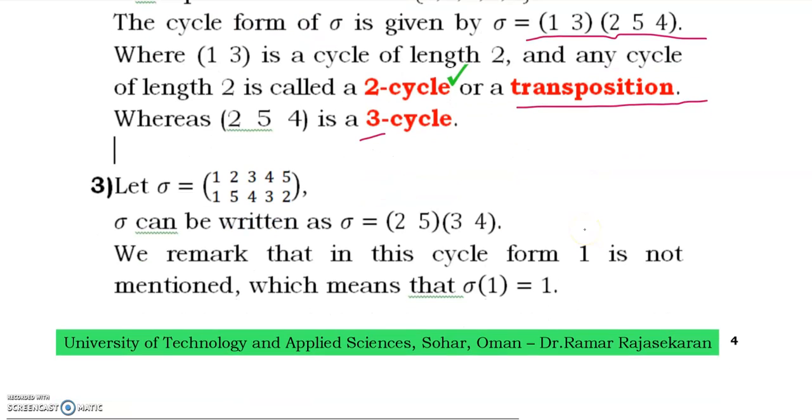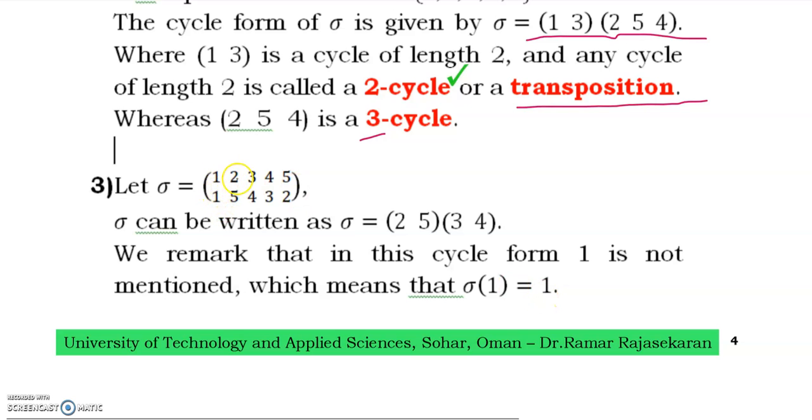Now you see another question. Let sigma be 1, 2, 3, 4, 5, then 1, 5, 4, 3, 2. Okay, this is the permutation sigma. Now how can we write this in cycle form? Now you see 1 here goes to 1. Okay, there is no difference. We remark that in this cycle form 1 is not mentioned, which means that sigma of 1 is 1. See, 1 is assigned to itself.